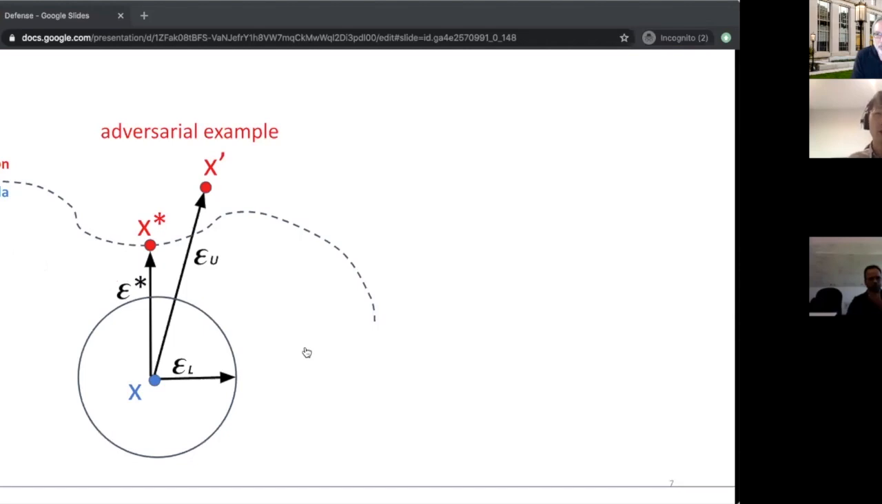On the other hand, for all points that are closer to the original example than the X star, the model's output should not be changed. So we can draw a circle with radius epsilon L around X, such that epsilon L is less than epsilon star. As long as the point is perturbed by a distance less than epsilon L, so the point is still in this circle, the model's output should be the same as the original X.